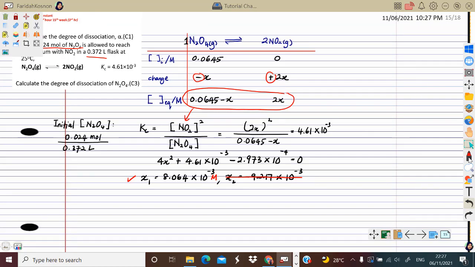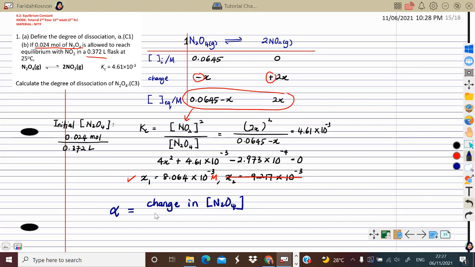And now we can continue with alpha. So you are going to calculate the degree of dissociation, where degree of dissociation adalah sama dengan apa tadi? Change. Okay, saya tulis dulu formula. Change in concentration of N2O4, okay, divide by the initial concentration of N2O4. So kalau tak nak guna yang note tu, guna yang I kecil kat bawah ni pun boleh.